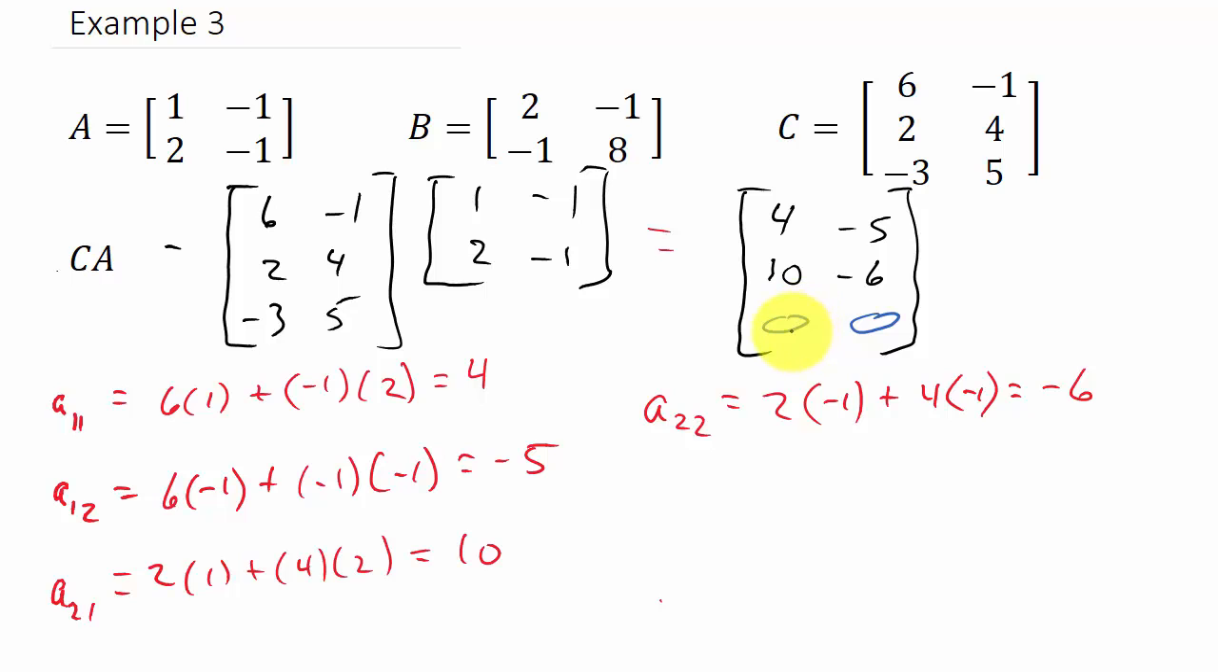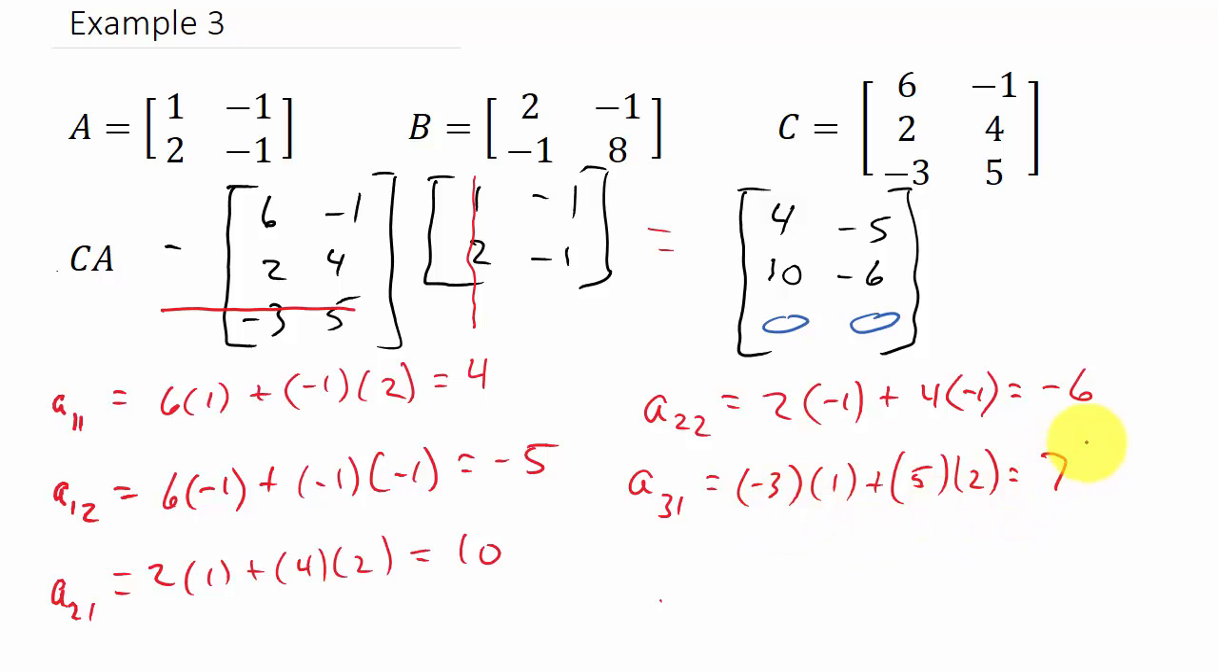And then I have third row, first column. See, this entry's in the third row and first column. So I have third row times first column. So that's A, 3, 1. See, third row, first column. So I have negative 3 times 1 plus 5 times 2. And that's negative 3 plus 10, which would be 7.